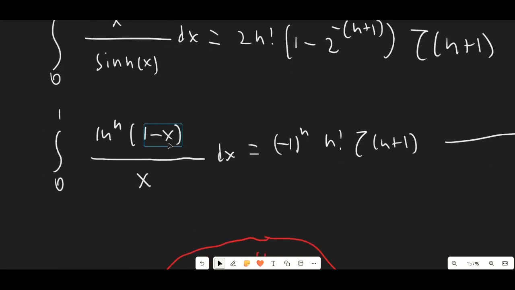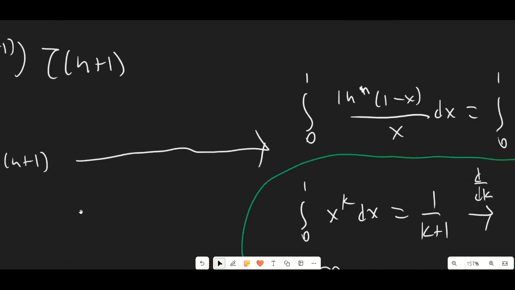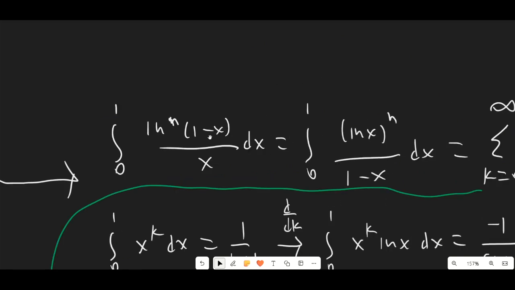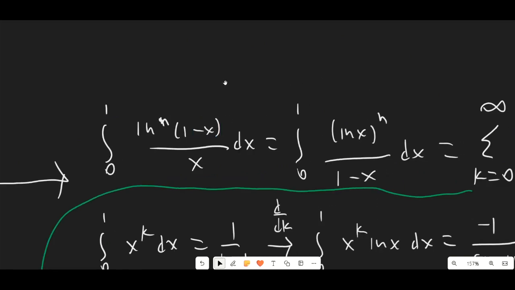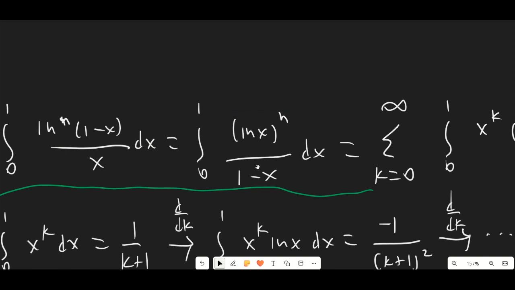And also a quick lemma that we're going to prove right here. The integral from 0 to 1 of natural log to the n of (1 minus x) over x dx is going to be negative 1 to the n times n factorial times zeta of n plus 1. And to prove that super quick, we make a quick substitution replacing x with 1 minus x, and this leads us to this nice expression.